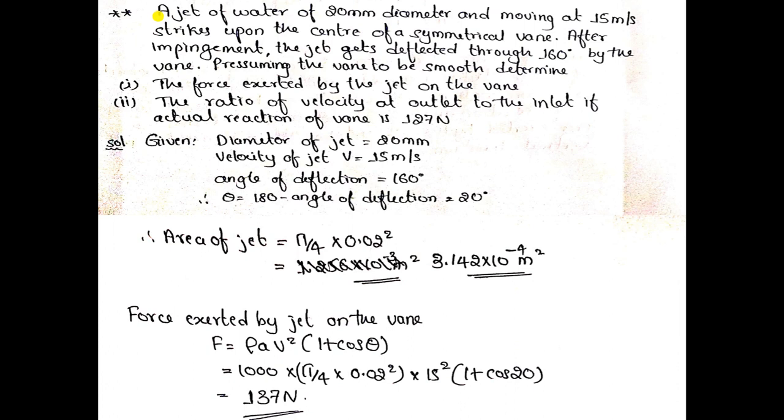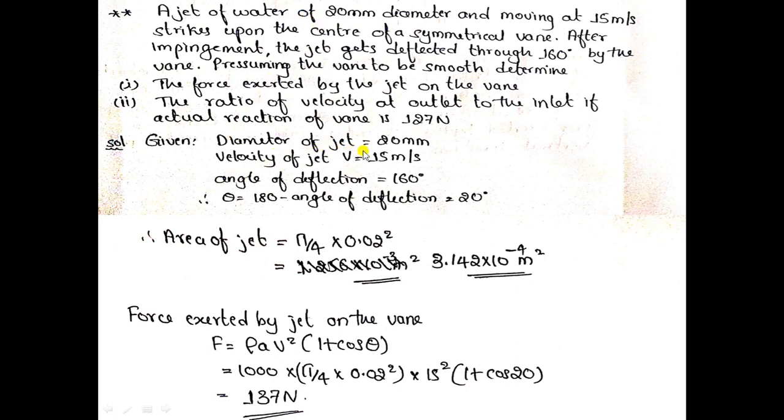Now coming to another problem, a jet of water of 20 millimeter diameter and moving at 15 meters per second strikes upon the center of symmetrical vane. After impingement, the jet gets deflected through 160 degrees by the vane. Presuming the vane to be smooth, determine the force exerted by the jet on the vane. Second one, the ratio of the velocity at the outlet to the inlet if the actual reaction of the vane is 127 Newton.